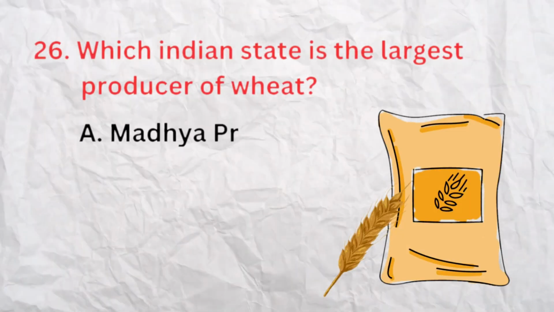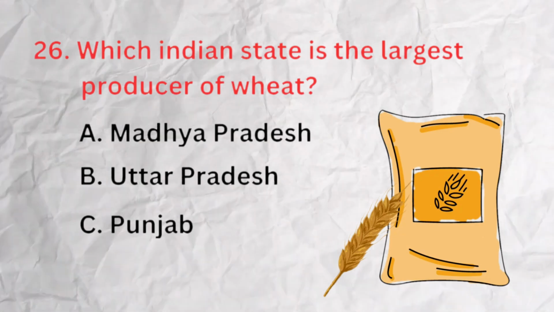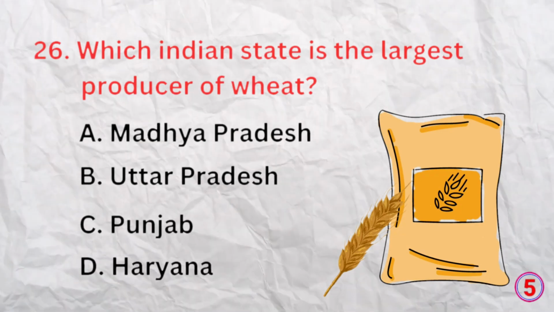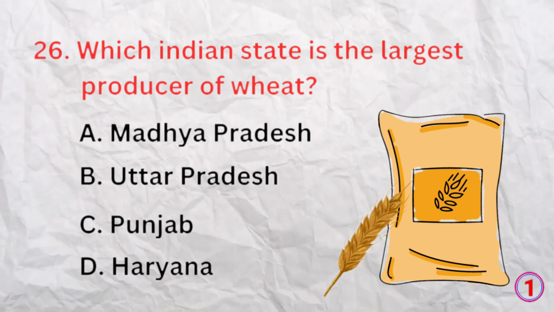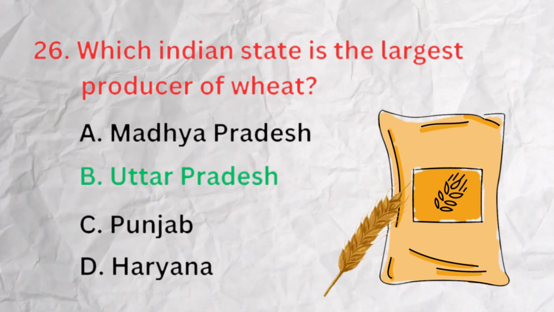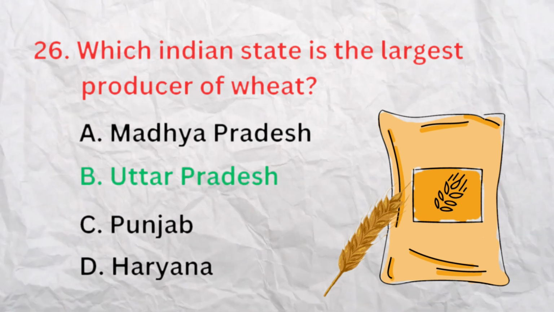Which Indian state is the largest producer of wheat? The correct answer is option B, Uttar Pradesh.